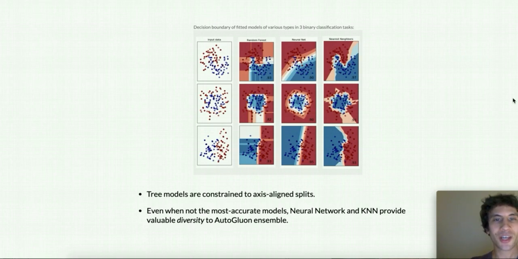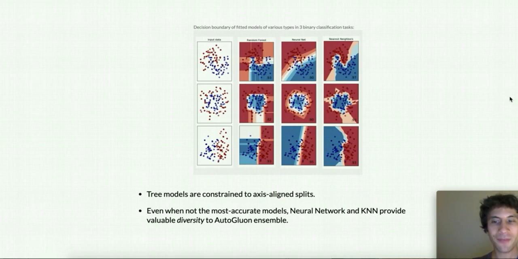Here we show the decision boundary of fitted models of different types for some toy binary classification tasks. Here we show the raw data on the left, random forest models' decision boundaries in the first column, and neural networks' decision boundaries for each data set in the second column. Here each data set is one row, so there's 3 different data sets in this example, and a nearest neighbors decision boundary in the third column.